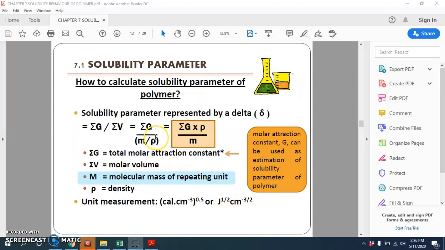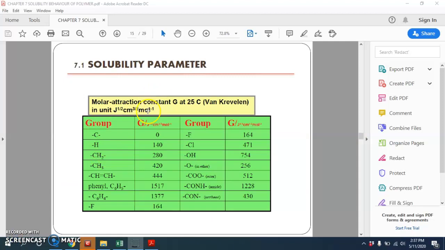First, you have to know this equation. You have to know the terms, sum of G, sum of V, and so on. Sum of G means the total molar attraction constant. For this value, we can refer to the G values in this table, the equivalent table. It has the value for each group.